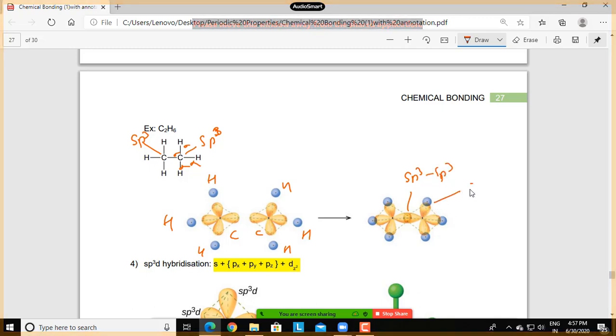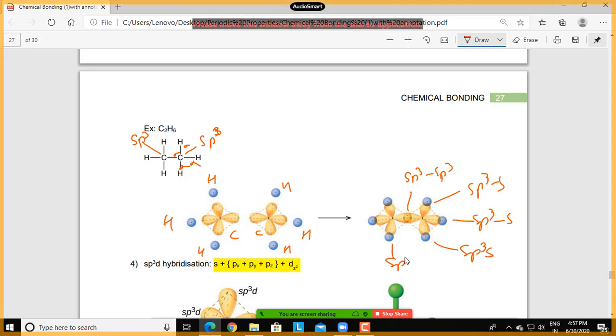But all these overlaps are sp3s. This is sp3s. This is sp3s. This is overlapping of sp3s.